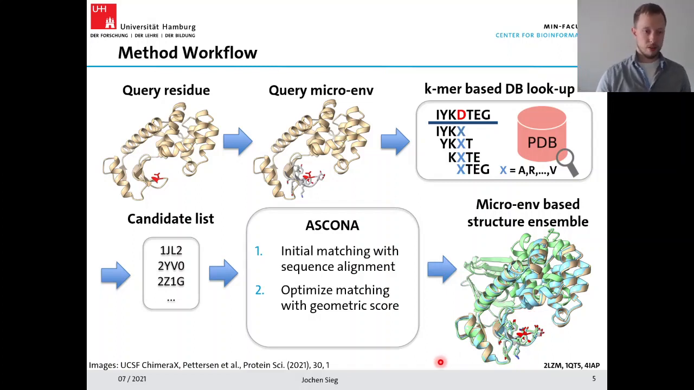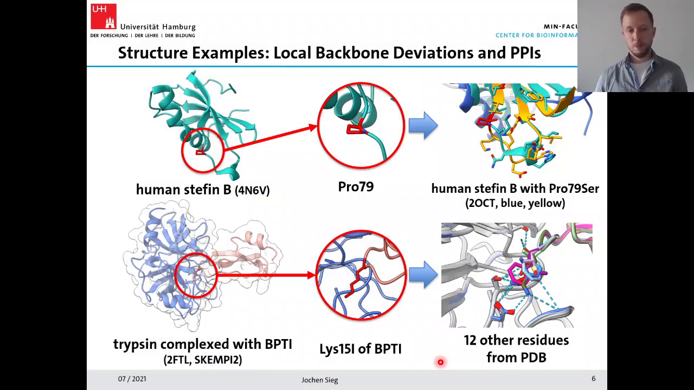Now that I have illustrated how the algorithm works, let's look at two more examples of what this algorithm can find in a database search. In the first example here, I have a monomeric stefin B, a protein that usually acts as a cysteine protease inhibitor. We use the environment of proline 79 here as a query to our tool. And from the database search using the microenvironment, we get one result that is, I think, quite interesting.